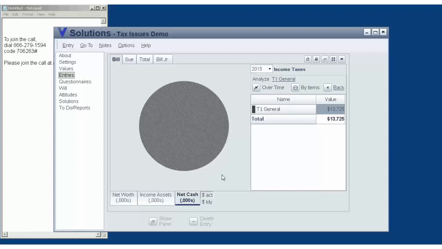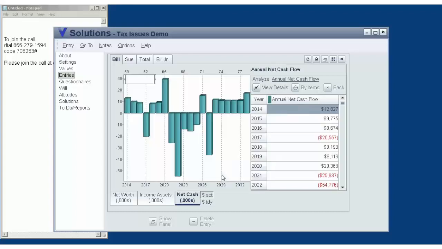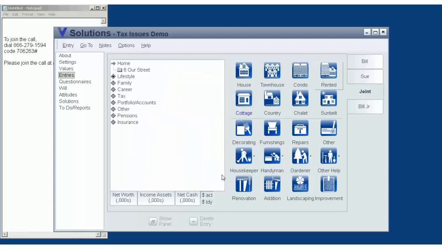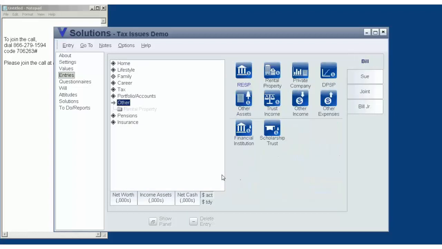So, in this file, I have created a rental property in Bill's name. You'll notice right now it's excluded. It's grayed out. So we actually have the ability to include and exclude entries from the output. And this accommodates clients who might say, well, we're thinking of doing something. What would the implications be? You can create the entry, but then you can turn around and exclude it and see the impact on output if it's not part of the plan.